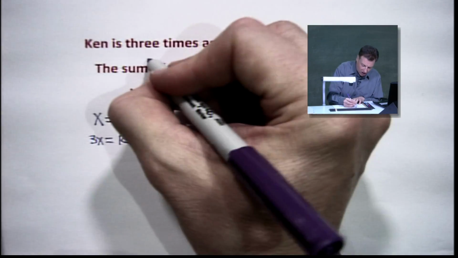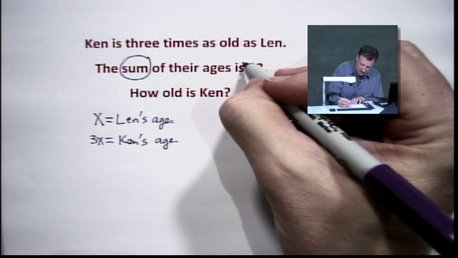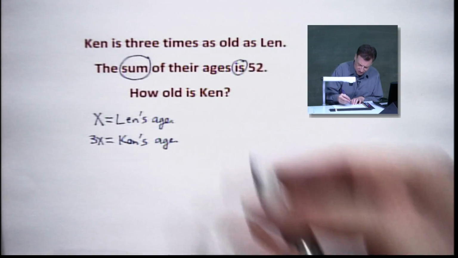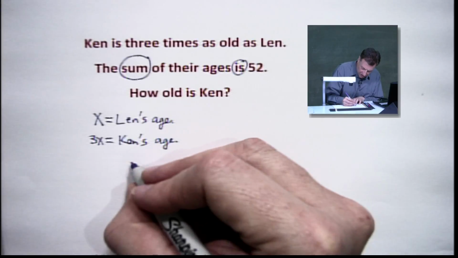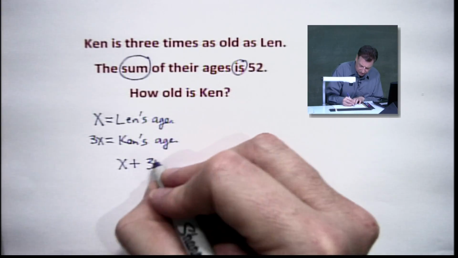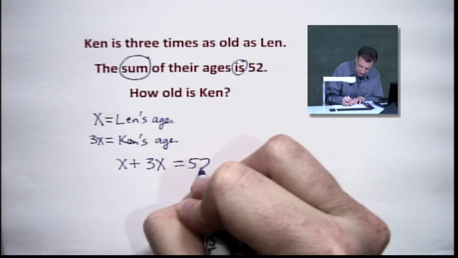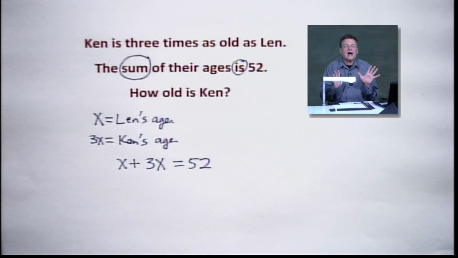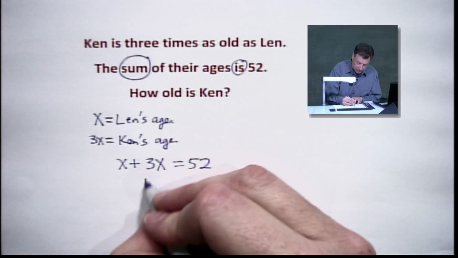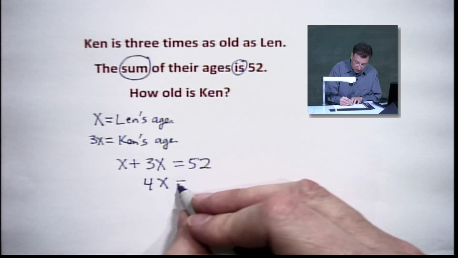The next key word, sum, and there's is. So we're going to add these 2 ages together, and we're going to get, looks like 52. Let's check it out and see what happens. How about we go with X plus 3X equaling 52. Now, I got 4X because remember there's a 1 in front of that X over there. So that's going to be 4X equaling 52.